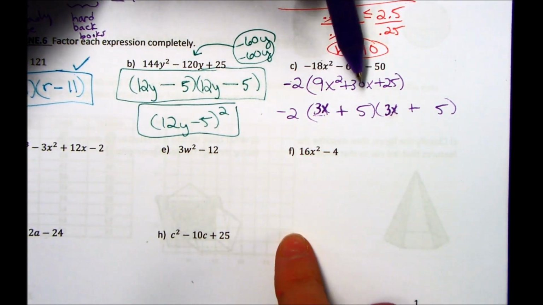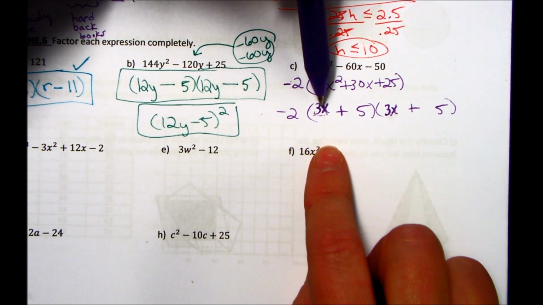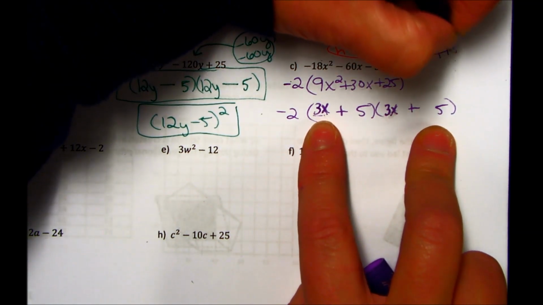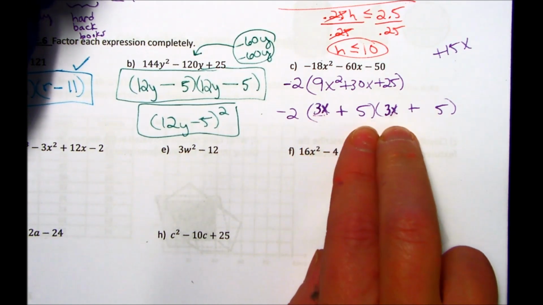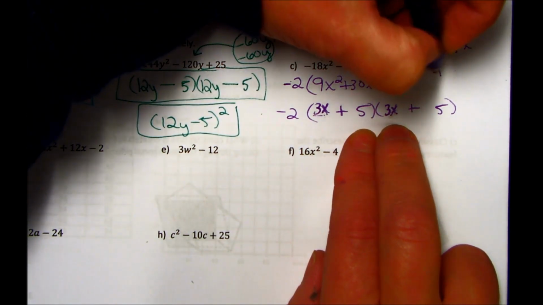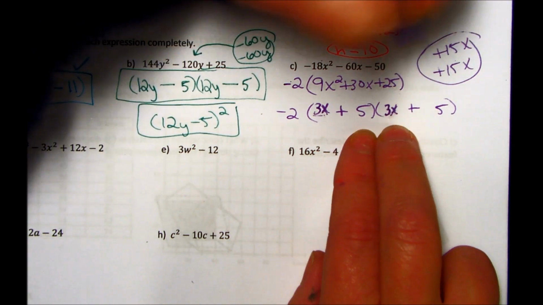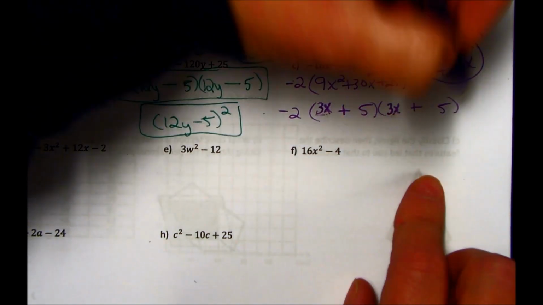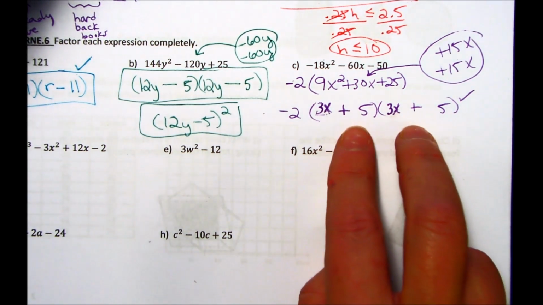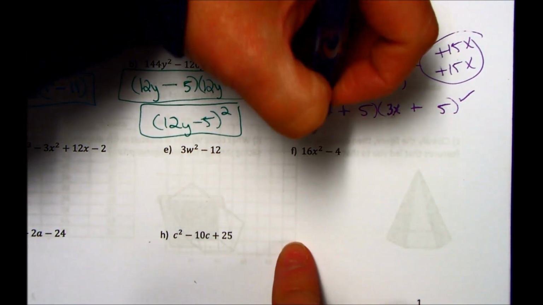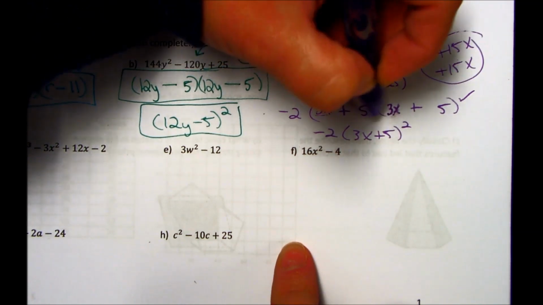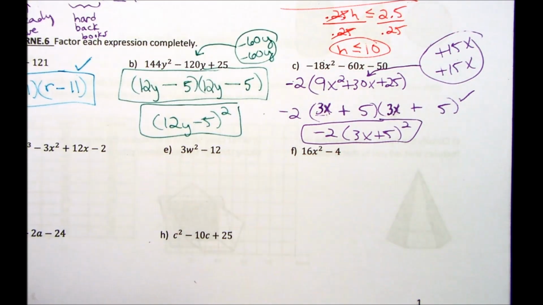So now let's check the 30x. If I multiply the outside terms together, the 3x times the 5, I would get a positive 15x. If I multiply the inside terms together, I would get another positive 15x, which does combine to give me the positive 30x. So this does work. And again, we could rewrite it because the factors are identical. You could rewrite it as 3x plus 5 in parentheses squared. So that's just another way you can write it.